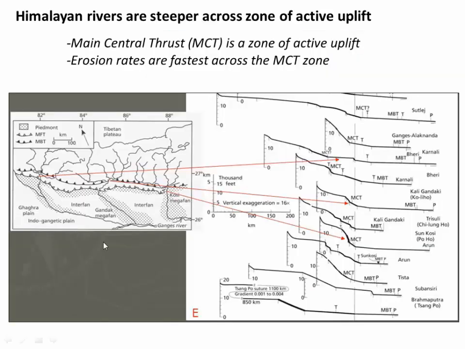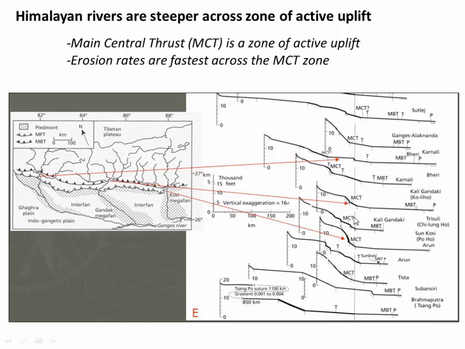And we can see evidence for this by comparing 10 different river profiles, which were all extracted along rivers that flow north to south off the high topography of the Himalaya onto the flat basin. And sure enough, what do we see? Each river is relatively gentle in its upper reaches, and then we see very steep slopes as they flow downward into the basin. And they all tend to have these steep slopes right as they cross the zone of active thrust uplift, or the main central thrust zone.